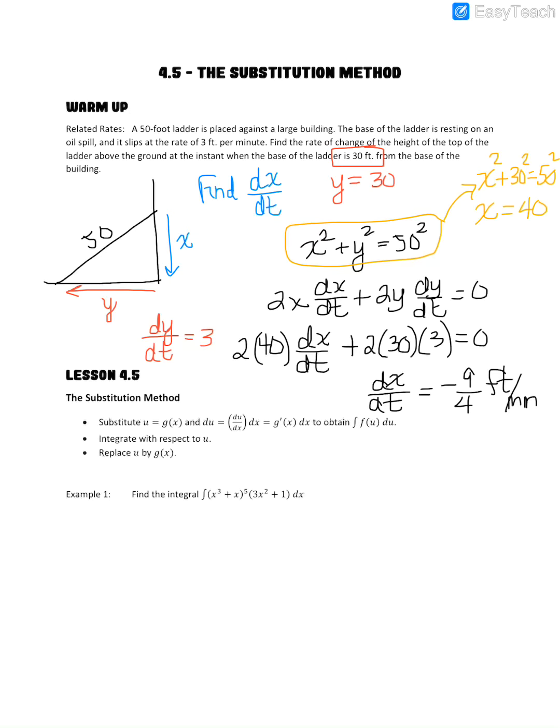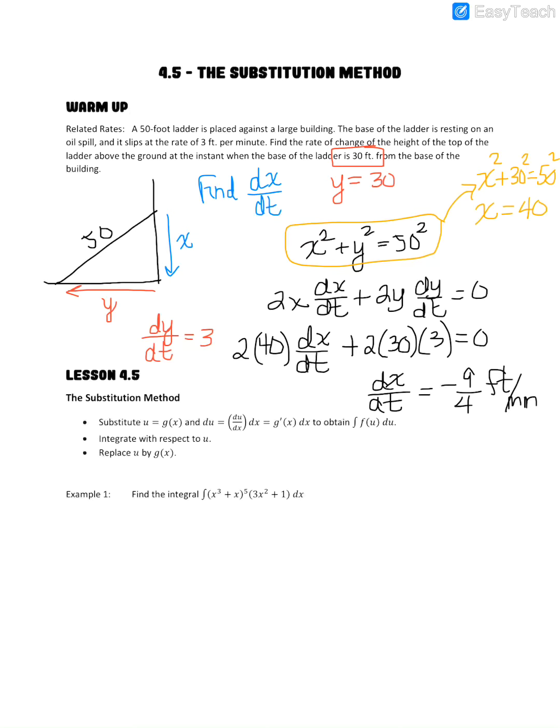Okay, because we have two things multiplying, and we have something with a power on it, we just don't know how to do this. So I'm going to show you guys the substitution method. So let's read through the bullet points here. It says substitute u equal to g of x and du equal to du/dx dx, which is g prime of x, to obtain the integral of f of u du.